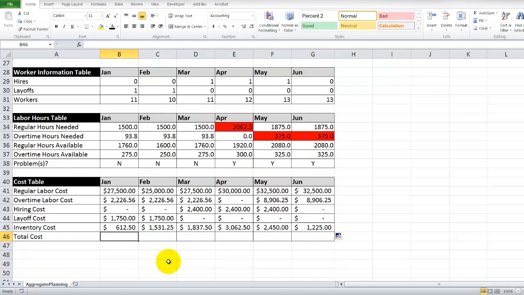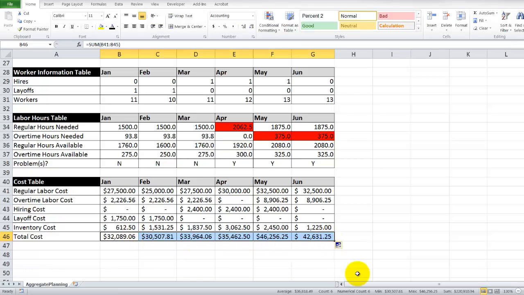And now total cost. Total cost in this situation will actually just be a sum of everything we have identified. So we have the labor cost, regular and overtime. We have the hire and layoff cost. And then, of course, the cost associated with our inventory. For this particular problem, that's all we're keeping track of. So let's hit enter for the total and fill this formula to the right.